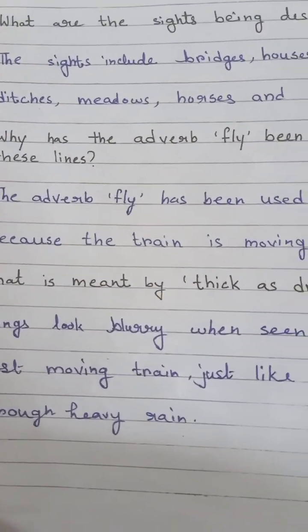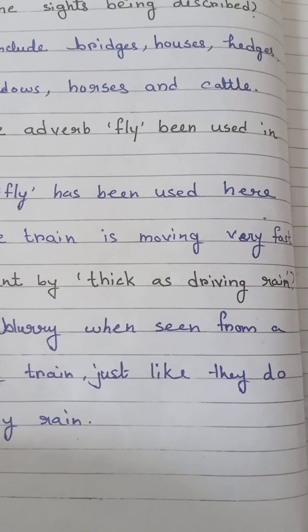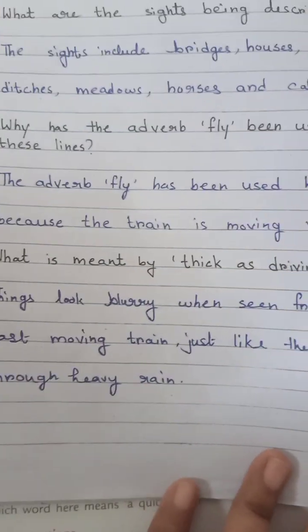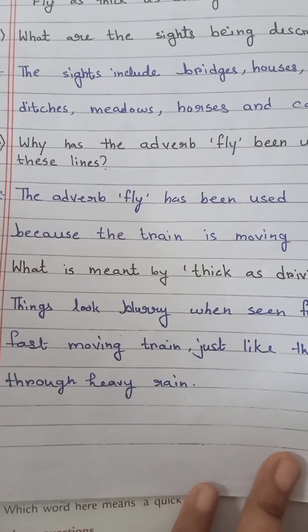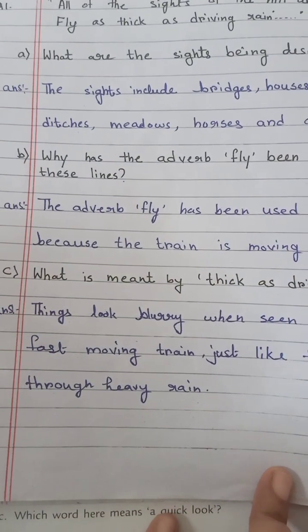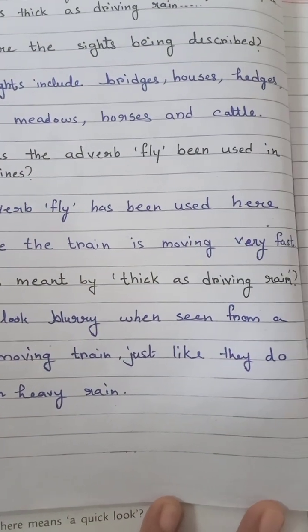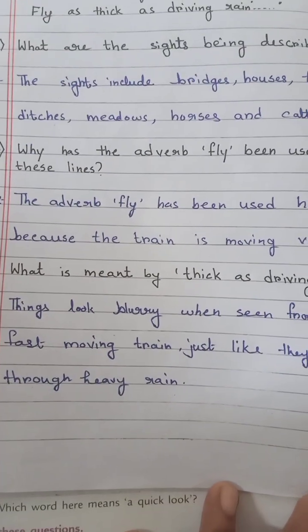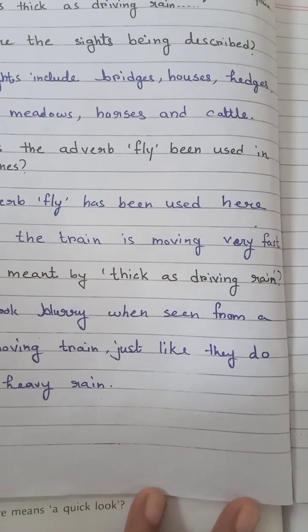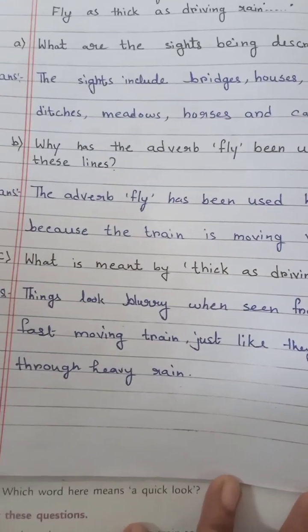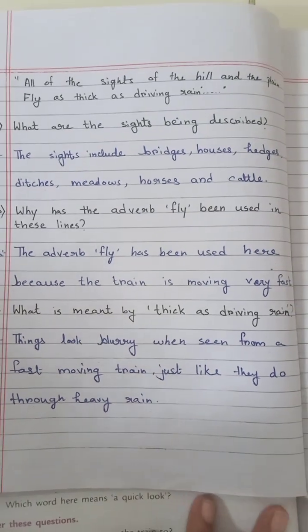Next question: what is meant by thick as driving rain? Answer: things look blurry when seen from a fast moving train, just like they do through heavy rain.